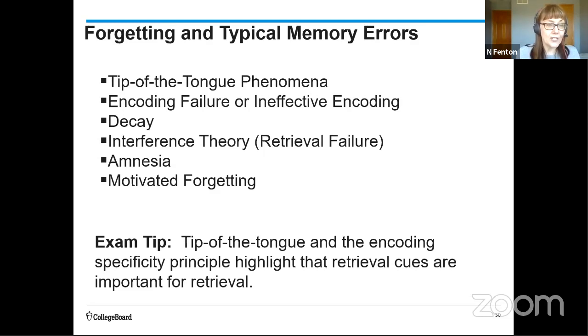But also just want to point out here with a little tip that tip of the tongue and the encoding specificity principle highlight that retrieval cues are important for retrieval. And another tip, whenever you see the word cue, it just means a hint, right? So a retrieval cue is a hint for bringing something back out of memory. In sensation and perception, you have both monocular and binocular cues. And those are hints. So a monocular cue like interposition is a hint. It's how your brain knows when an object is close versus far.